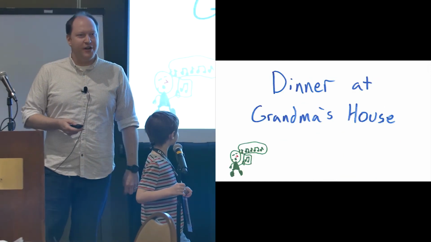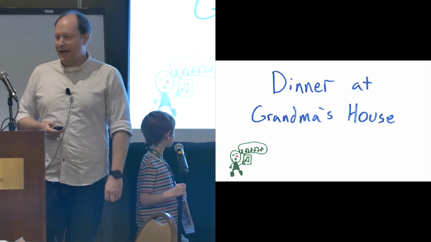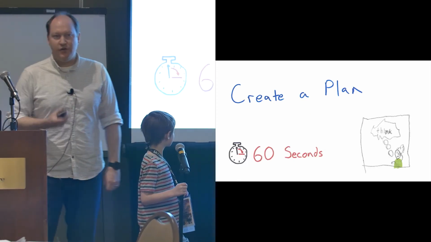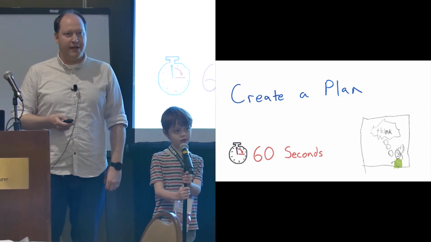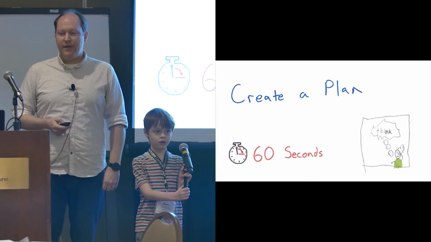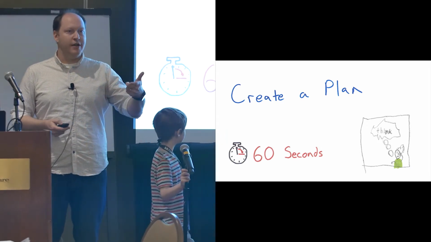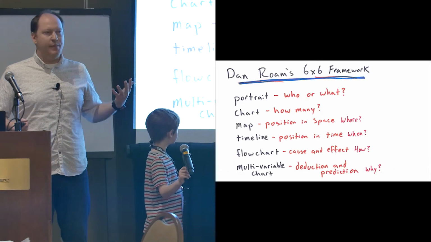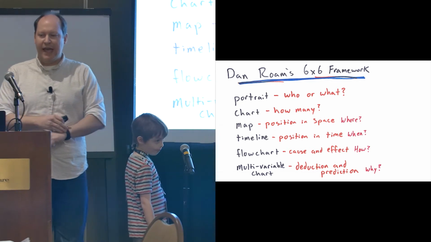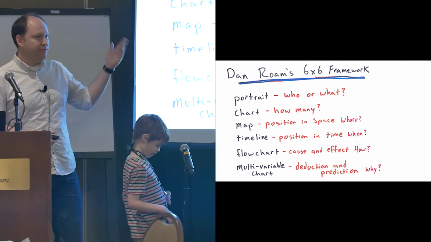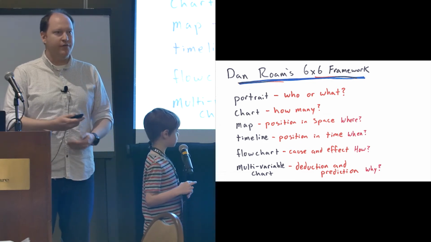So for the next exercise, we call it dinner at grandma's house, and we're going to draw this. What we'd like you to do first is to take 60 seconds or so, about a minute. We'll probably cut you off short to make sure that we stay on schedule. But take about a minute to create a plan. Usually you'd be thinking about a certain audience, but in this case, we'd like you to pick a question that you'd like to answer about dinner at grandma's house, and use Dan Roam's framework to decide how you're going to draw that. So go ahead and do that now. Just think for a minute and come up with a plan.